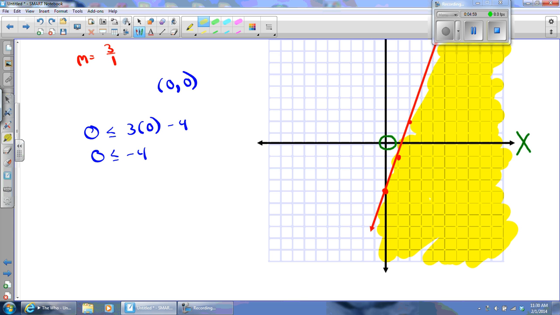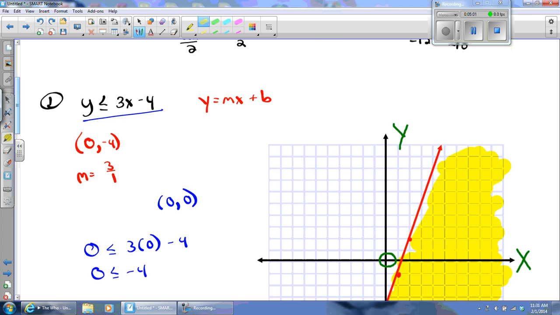Now, when you do your shading, do it lightly, dark enough that I can see, but don't spend all your time coloring. You may want to shade in highlighter like I'm doing, because when we do systems of inequalities tomorrow, you'll see why. Anyway, my shading went over a little bit there.